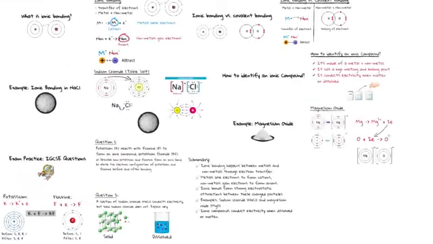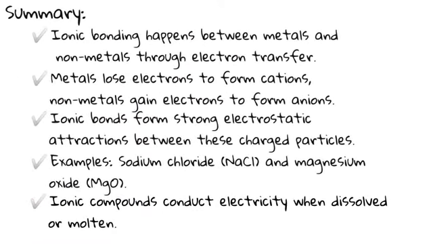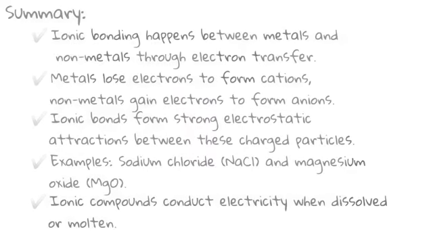Let's quickly recap what we've learned today. Ionic bonding happens between metals and nonmetals through electron transfer. Metals always lose electrons to form cations, nonmetals always gain electrons to form anions. Ionic bonds form due to strong electrostatic attractions between these oppositely charged particles. Ionic compounds conduct electricity only when dissolved or molten.